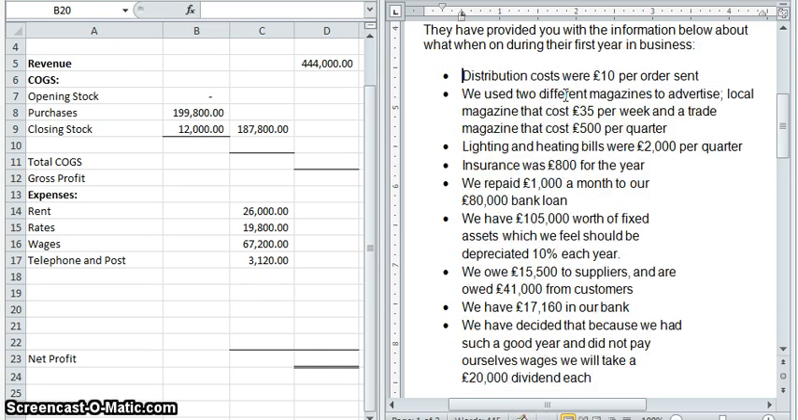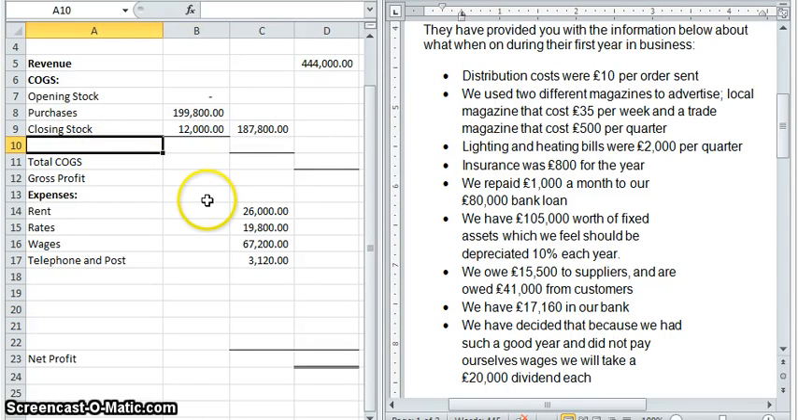Okay. Next, we have our distribution costs. Distribution costs is talking about how much it costs us to send our items to our customers. This is similar to shipping our products to our customers, and this is something that we consider to be a cost of goods sold. We must do this to be able to sell our items, so our distribution is actually going to go up here with our cost of goods sold.